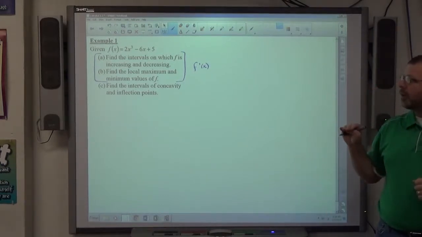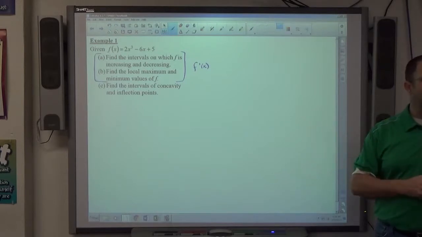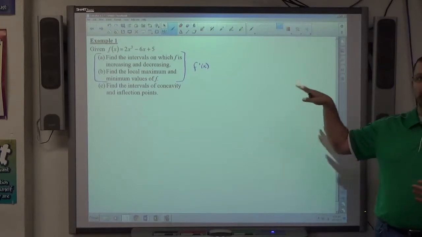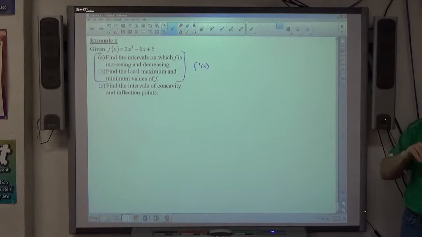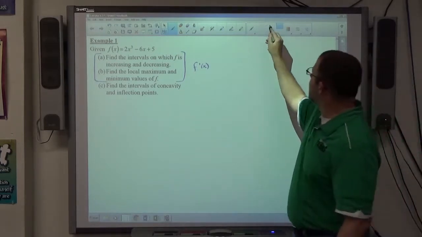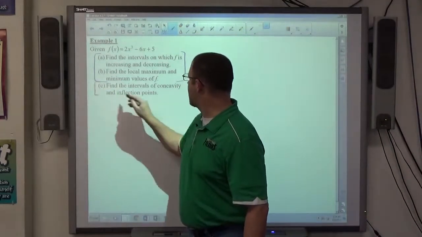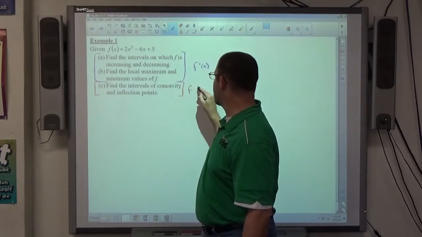What I need to be able to do is establish what's going to help me find what they're asking me to find. So this is going to be just a typical thing when you're graphing. You want to find increase, decrease intervals, and you also want to find maximum and minimum values of f. You want to find that stuff. That's all about the first derivative. The second thing they ask us for, intervals of concavity and inflection point, that's all about the second derivative.